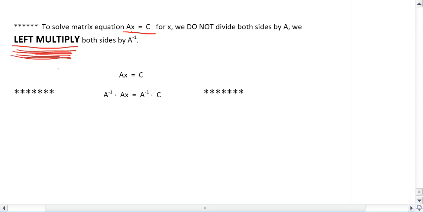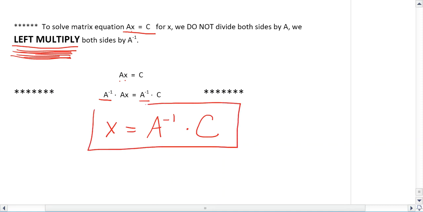This left multiply is huge. Remember, matrix multiplication is not commutative, so the order does matter. So if this is a matrix times x equals c, we're going to left multiply the A and the c by the inverse of A. And that's how you're going to solve for x. x is equal to the inverse of A times c. This is the key to solving matrix equations. Write this down, know this. And I will bug you a lot about left multiplying. So this is very, very important to write in your notes and understand it.